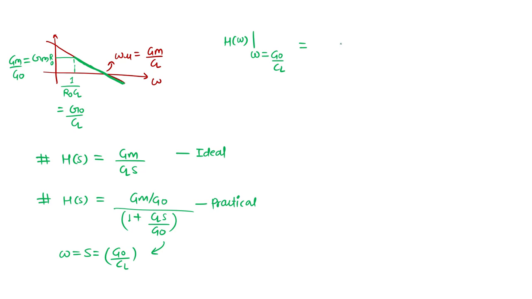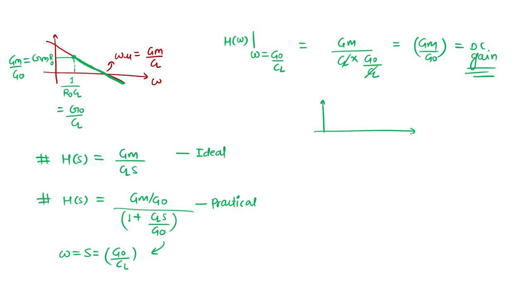It is Gm by CL at this omega, G naught by CL. So it is nothing but Gm by G naught. So this is the practical DC gain. The DC gain of the ideal system at this frequency is also equal to the DC gain of the practical system.